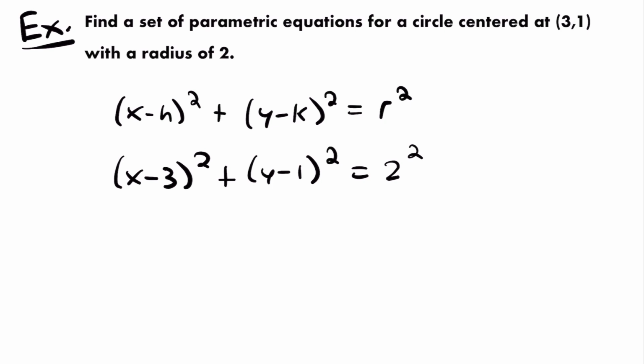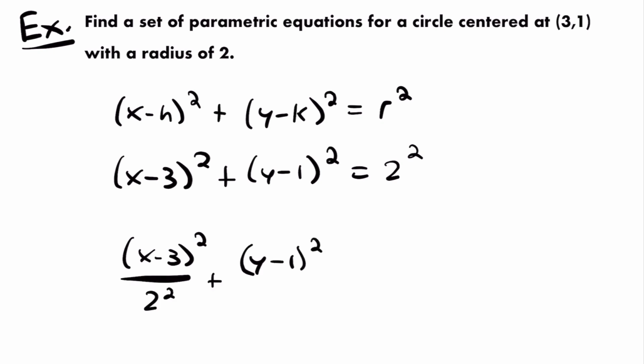And so we're going to be looking to get this in the form of some value squared plus another value squared equal to 1. So all we have to do to meet that requirement is divide both sides by 2². If we do that, we'll have (x − 3)²/2² + (y − 1)²/2² = 1. And now what we can do is set sine squared equal to one of these terms and cosine squared equal to the other term, right? Because we know that sin²θ + cos²θ = 1.